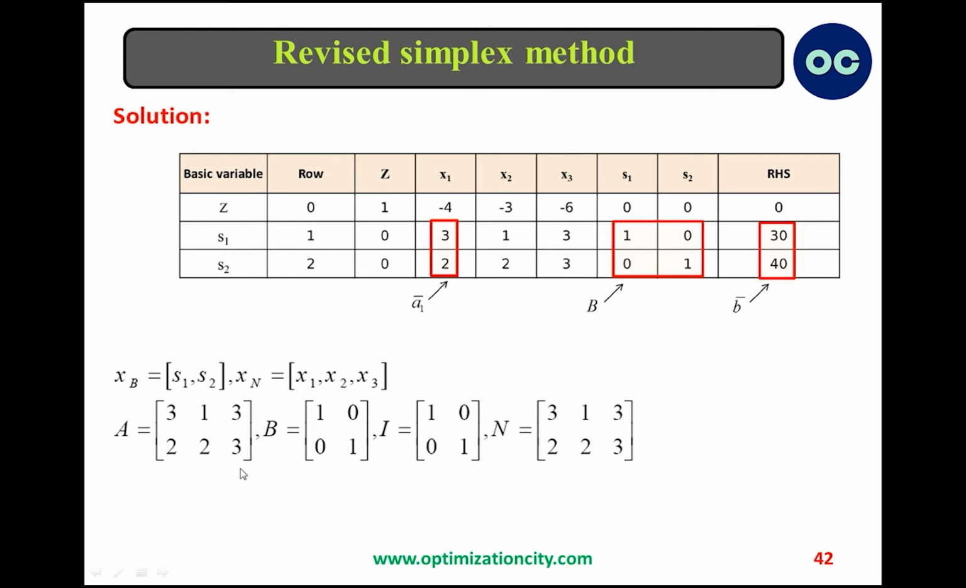So A is the coefficient of all variables in the constraints, B is the coefficient of the basic variables, which are s1 and s2. Here, this is B, and I is the matrix that we defined earlier, and N is the matrix of the non-basic variables. So x1, x2, and x3 are non-basic variables, and this is the coefficient of the three variables in the constraints.